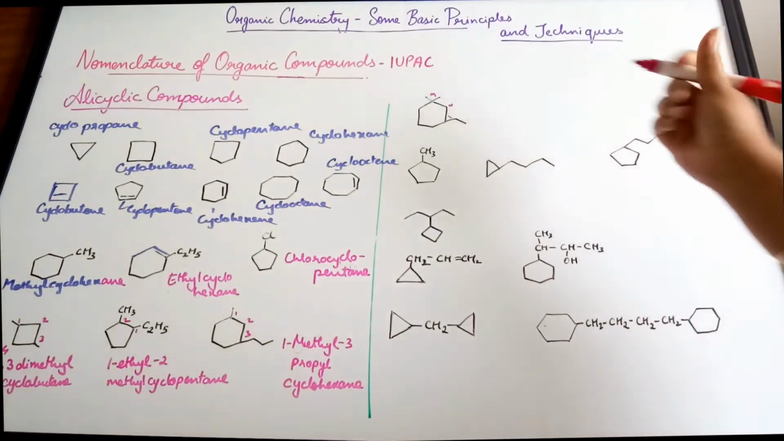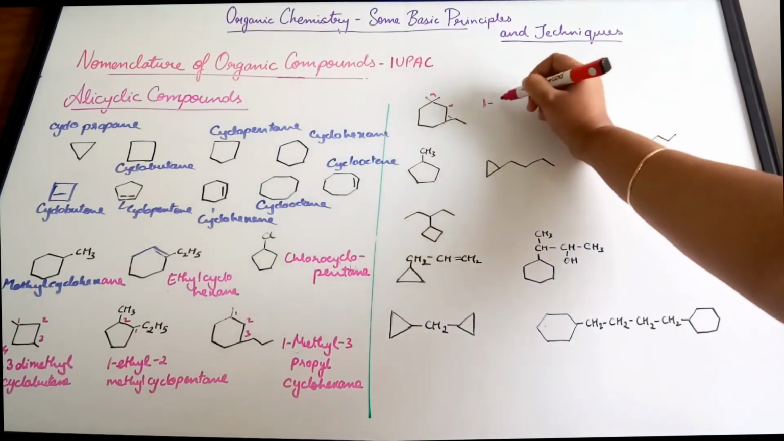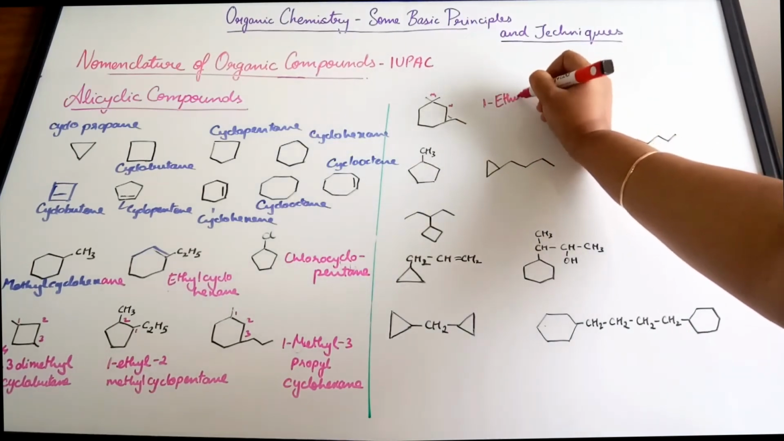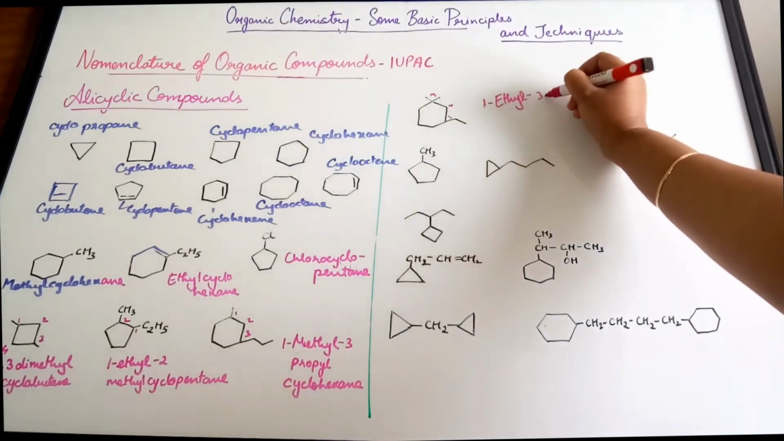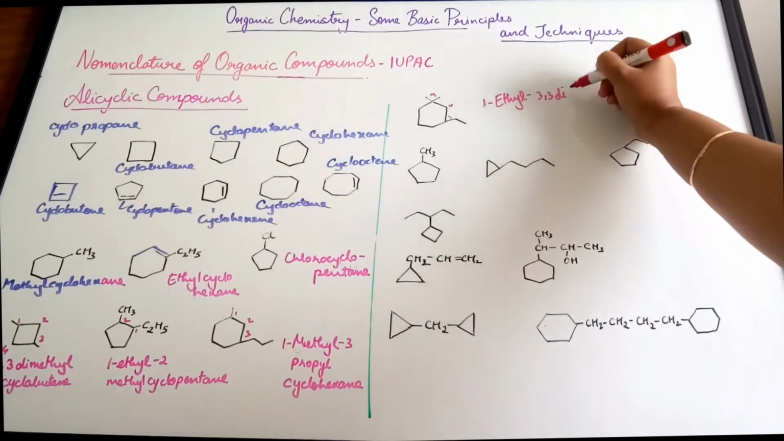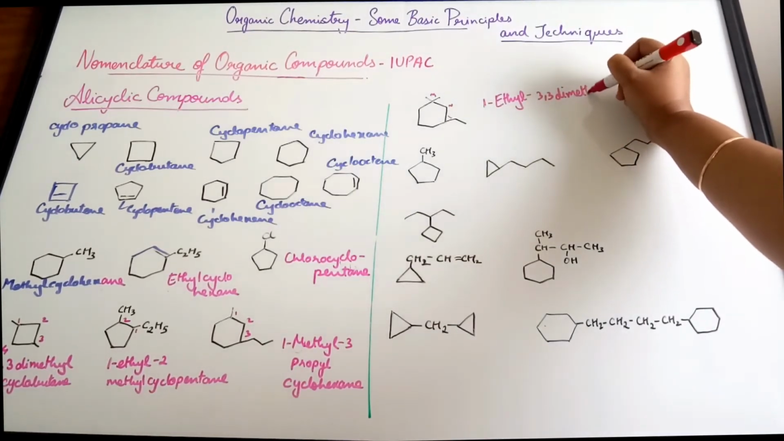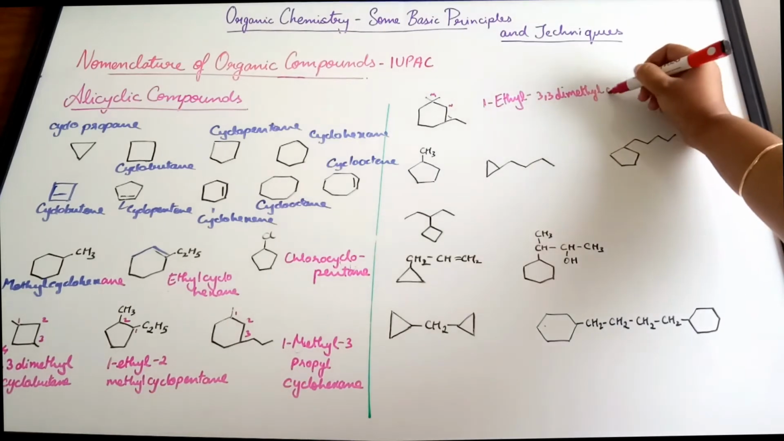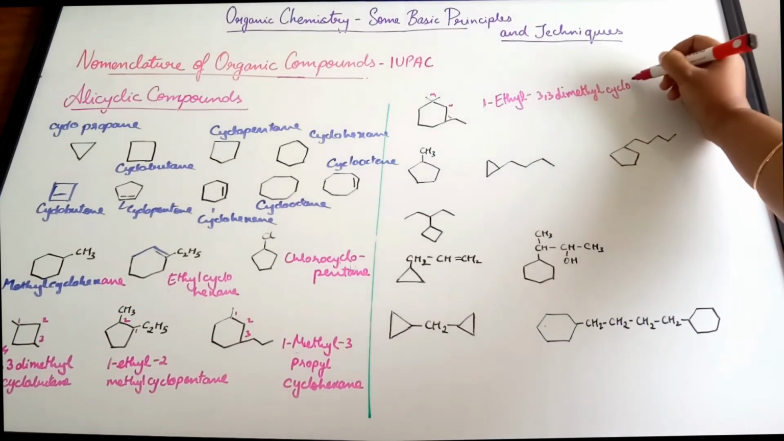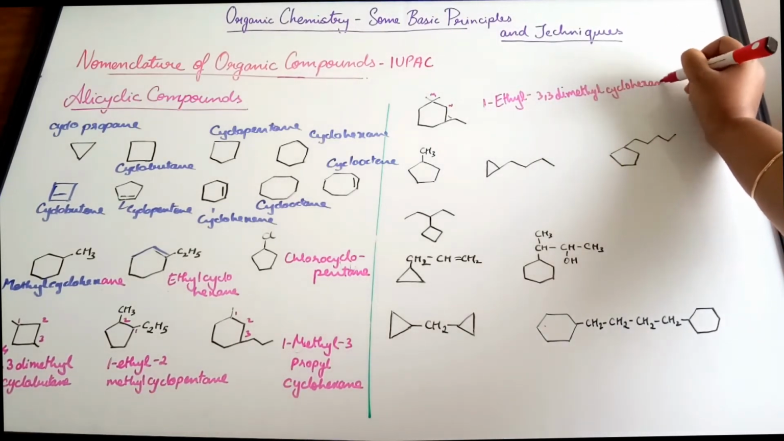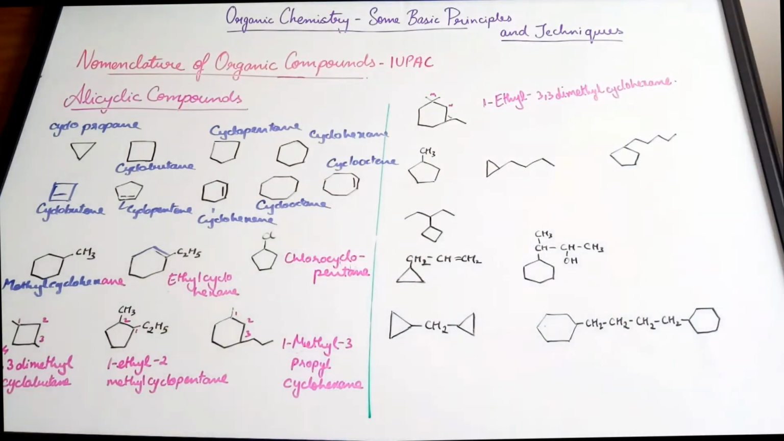Even while we write the name, it has to be in the alphabetical order. So 1 ethyl, 3, 3 dimethyl cyclohexane. So that is if we have 2 or more than 2 substituents.